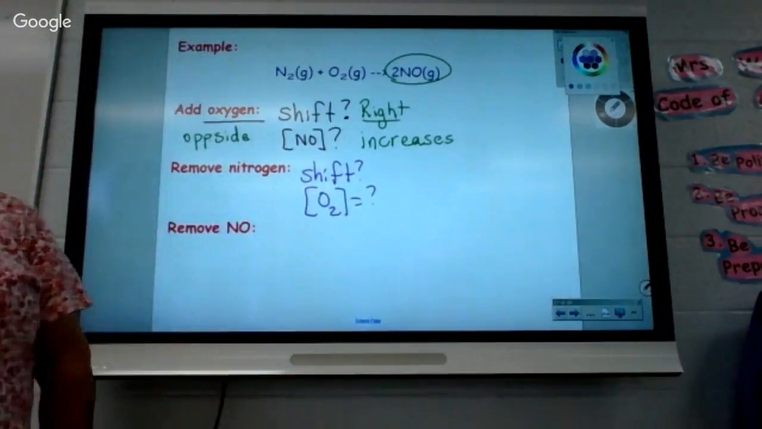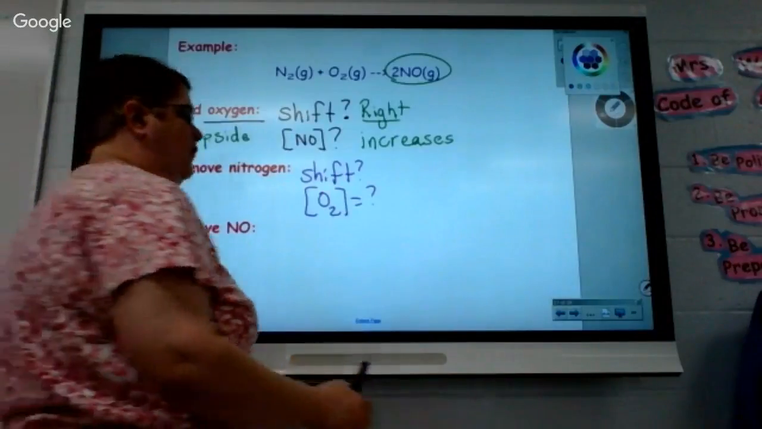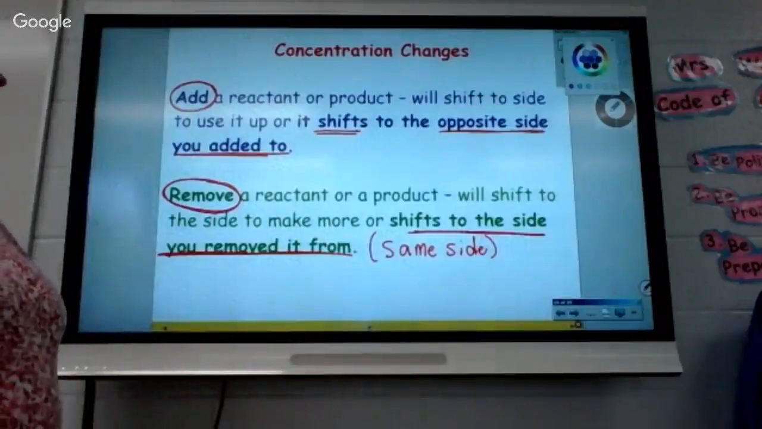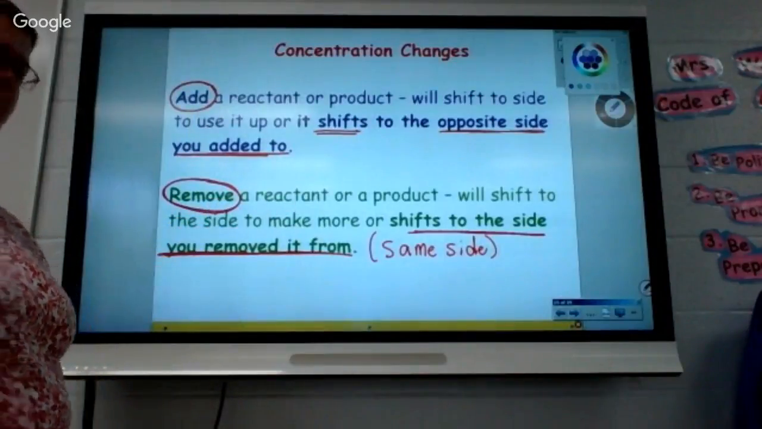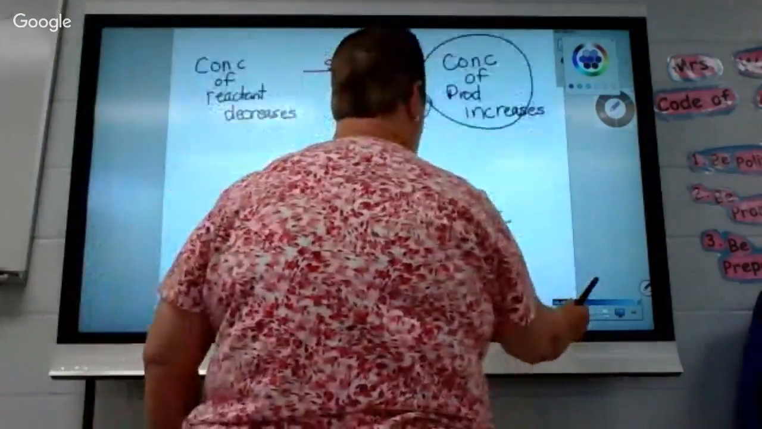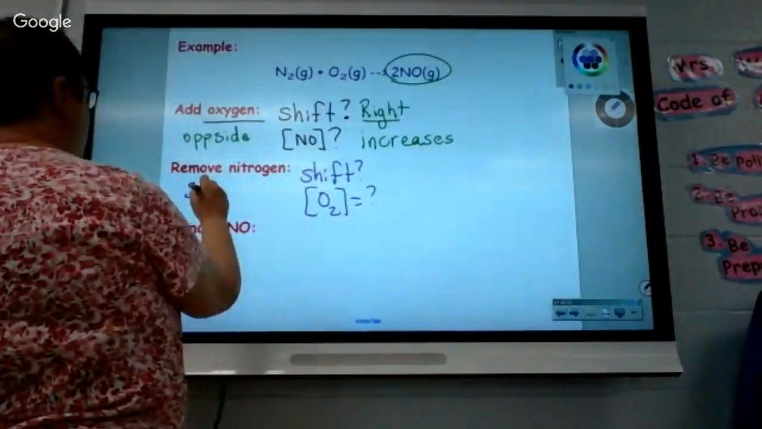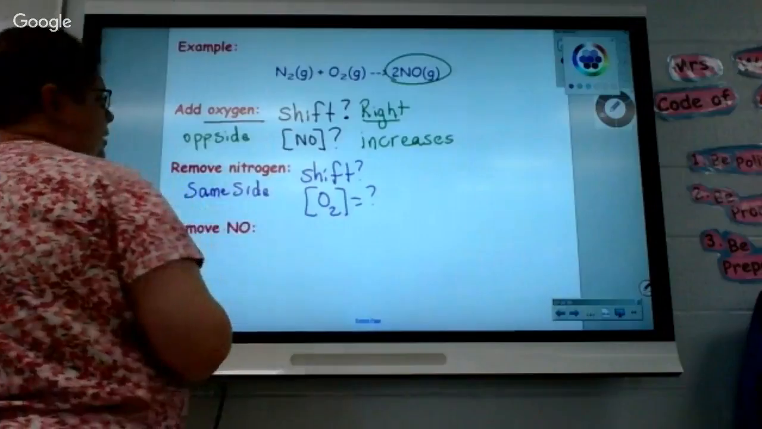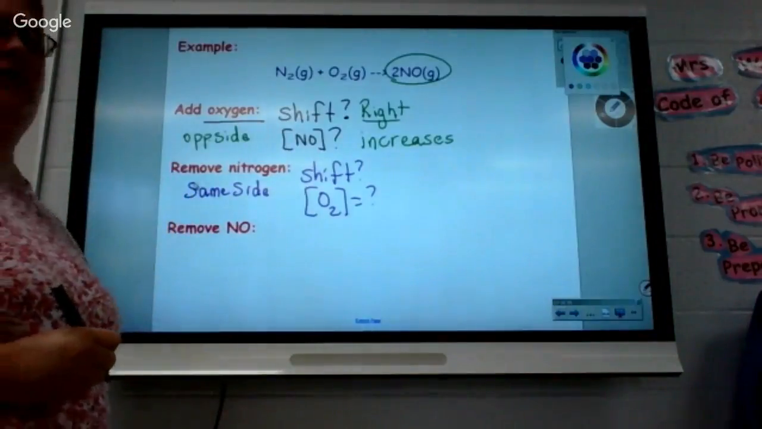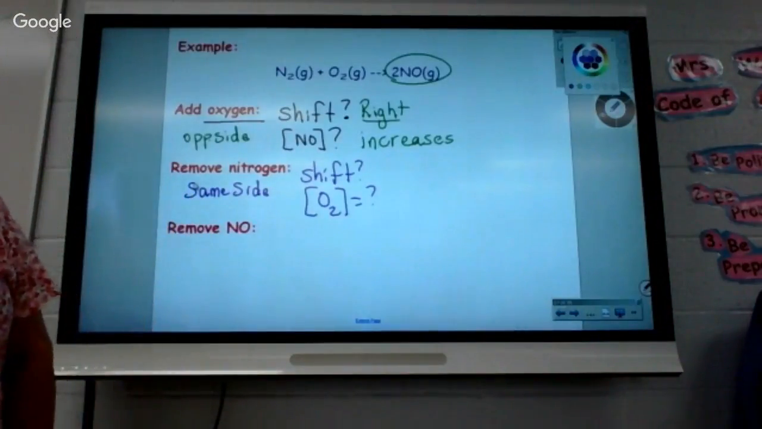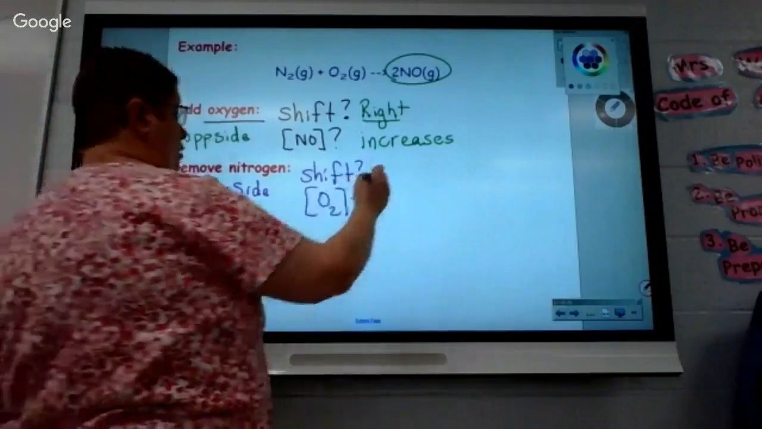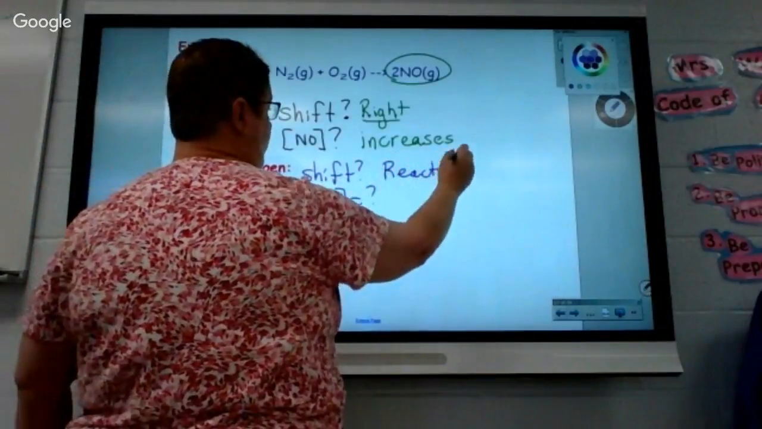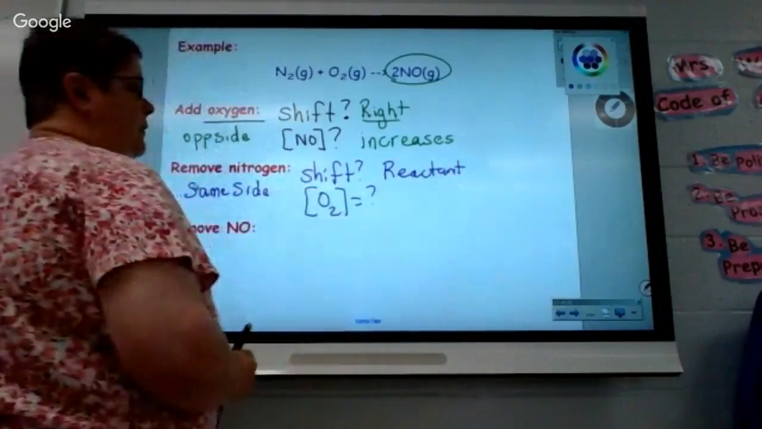All right, so I remove nitrogen. What's the rule for removal? All right, if I remove something, same side. All right, so if I go to the same side, what direction does it shift if it has to go the same side? All right, I heard reactants. So that's forward, reverse, left, or right.